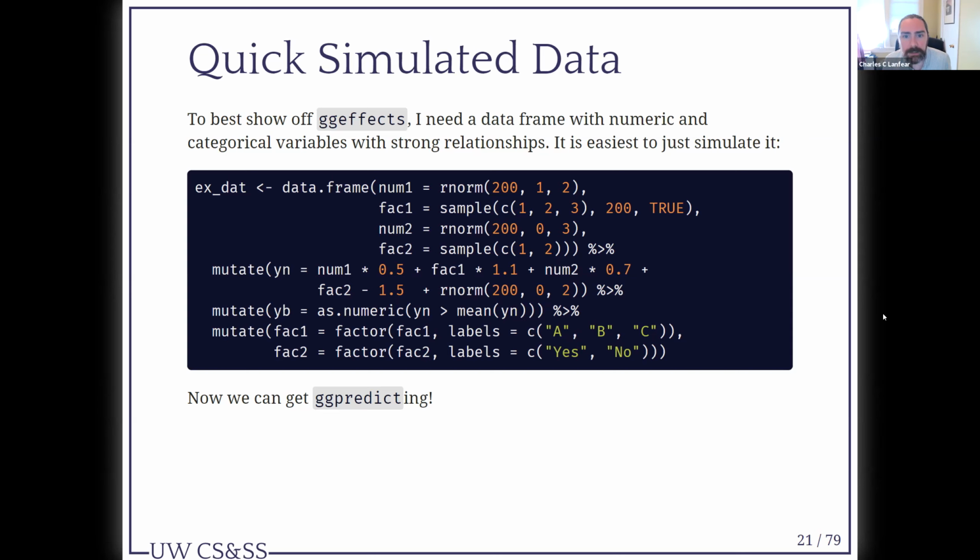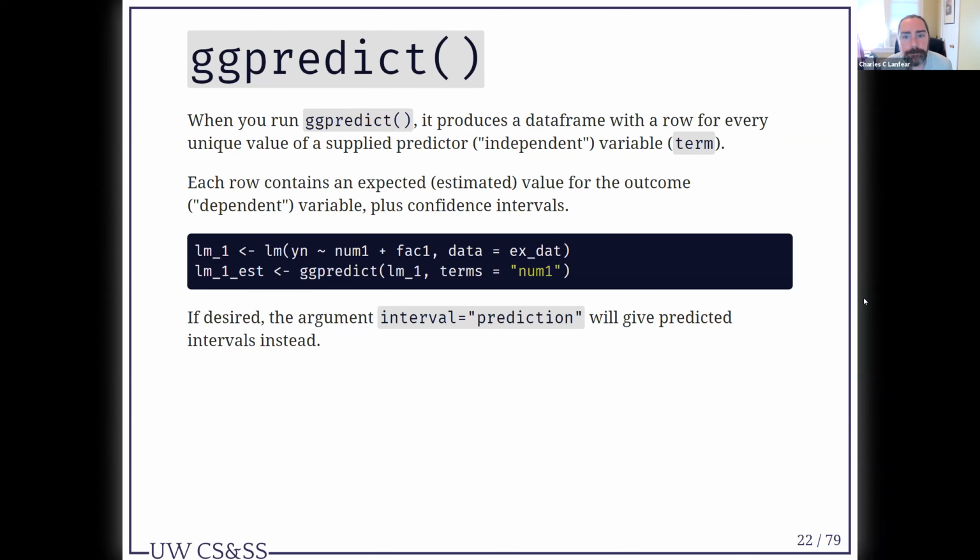Anyway, now let's do some predictions with this. When you run ggpredict on a model, it will produce a data frame with a single row for every unique value of a supplied predictor, that is some independent variable, or it will create evenly spaced values of it if it's a continuous variable. What each row contains will be an expected or estimated value for that outcome, the dependent variable, plus some confidence intervals. This is how it works.